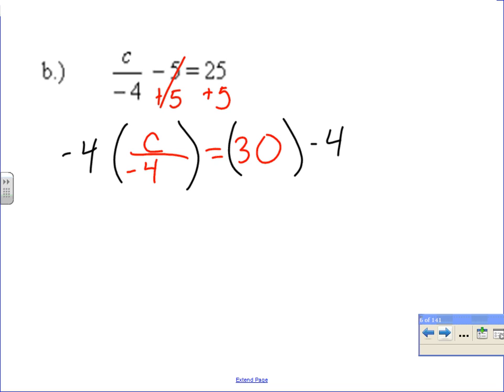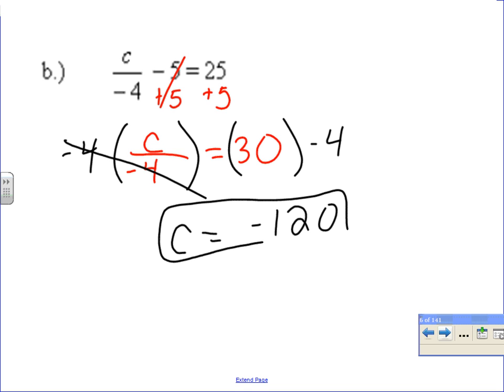I promise, it'll make you a better math student, especially with solving equations. Negative 4 divided by negative 4 is 1. They cancel. And then, what's the answer? Good. C equals negative 120. All right, so we just did 2 examples of 2-step equations.